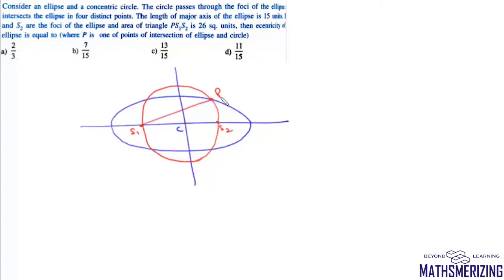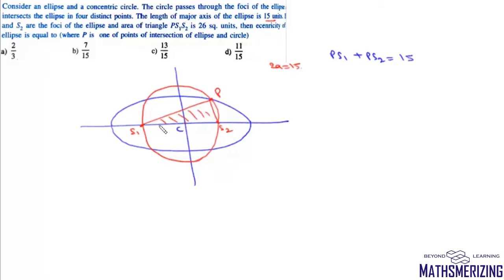So it is given that length of major axis of this ellipse is 15 units. So that means 2a is equal to 15. And area of this triangle PS1S2 is 26 square units. Now we know that this point P lies on ellipse, so it will satisfy its focal property. So from here we'll write PS1 plus PS2 must be equal to 2a, and 2a in this case is 15.